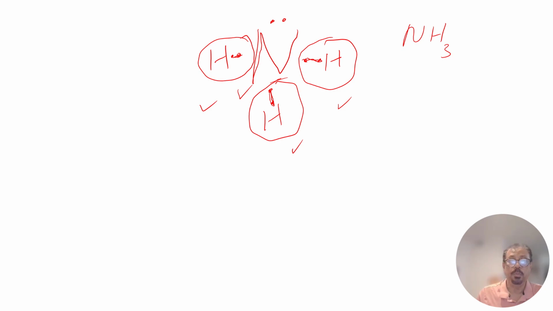If you want water, oxygen is in the 6th group, 1, 2, 3, 4, 5, 6, and it is bonded to 2 hydrogens. This is the single bond, and if you count how many electrons are around oxygen, 1, 2, 3, 4, 5, 6, 7, 8. Also hydrogen is satisfied with 2 electrons.